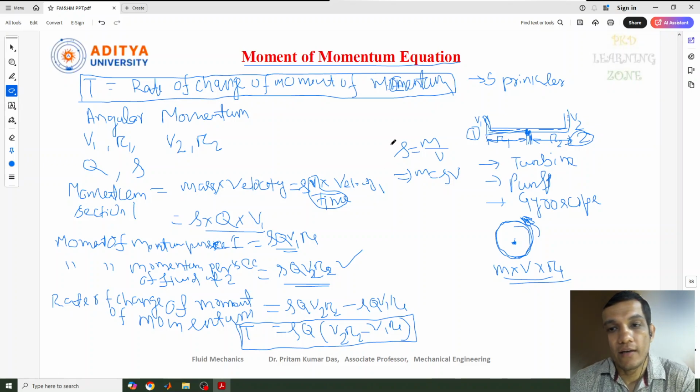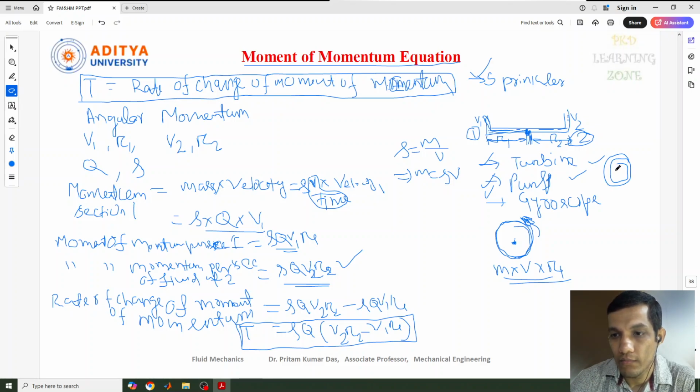And this equation, as I told you, we can apply in different places in practical applications, along with any kind of analytical flow problems, also in the case of a turbine or centrifugal pump, where the fluid will be rotated as it comes inside the pump. And to find the torque exerted by the water on the sprinkler, this concept will be used in different places in our practical applications. So I hope you understand this concept of the momentum equation.